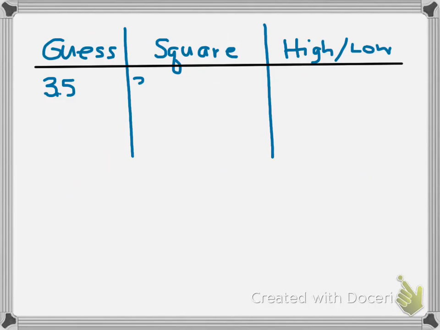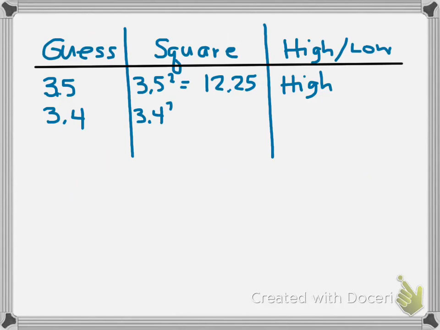We're going to do 3.5 squared, which gives us 12.25, and we need to get to 11, so this is high. We're going to go lower than 3.5, so we'll try 3.4. 3.4 squared gives us 11.56, and it's still too high.